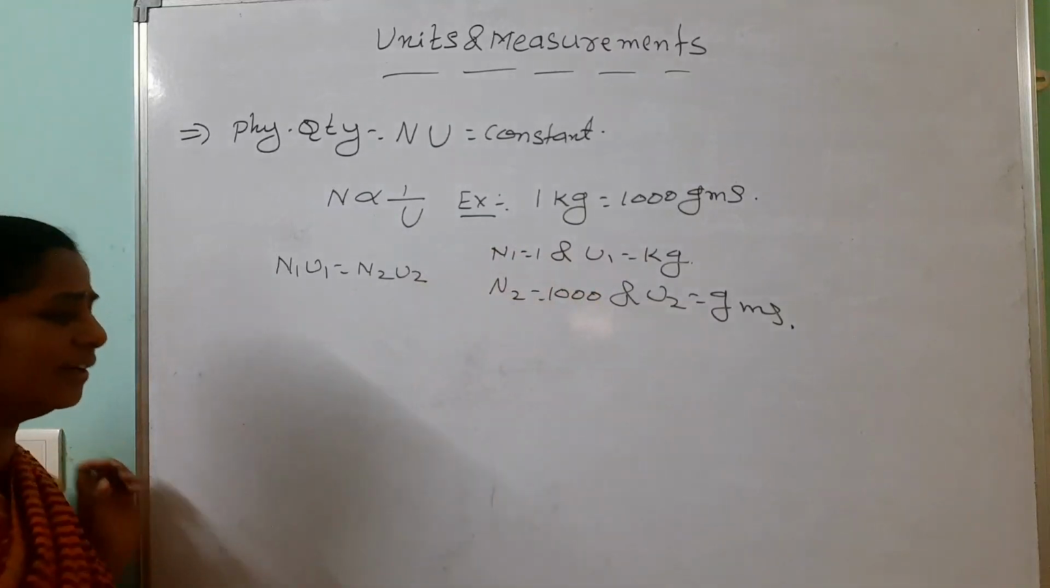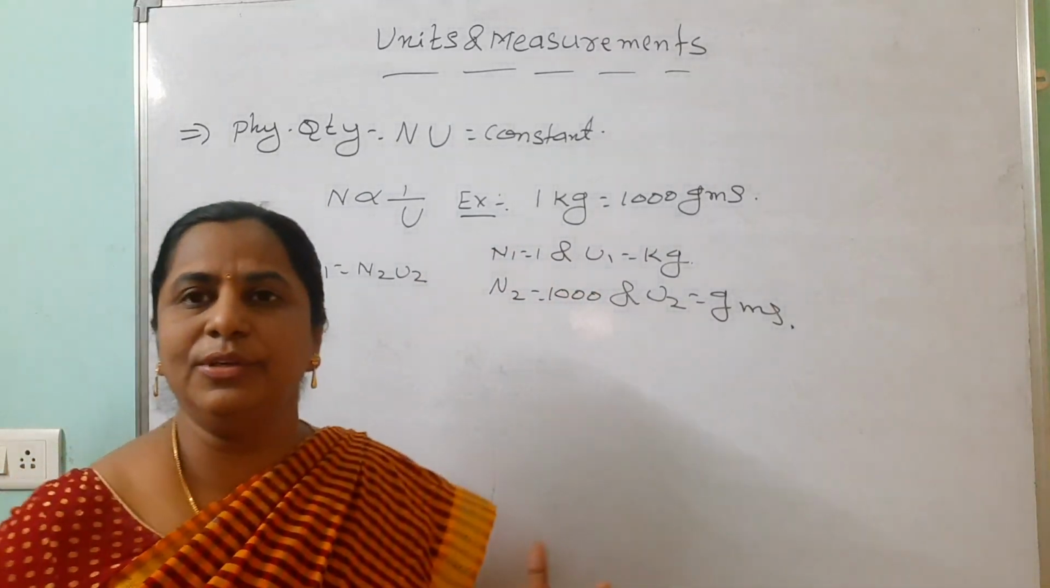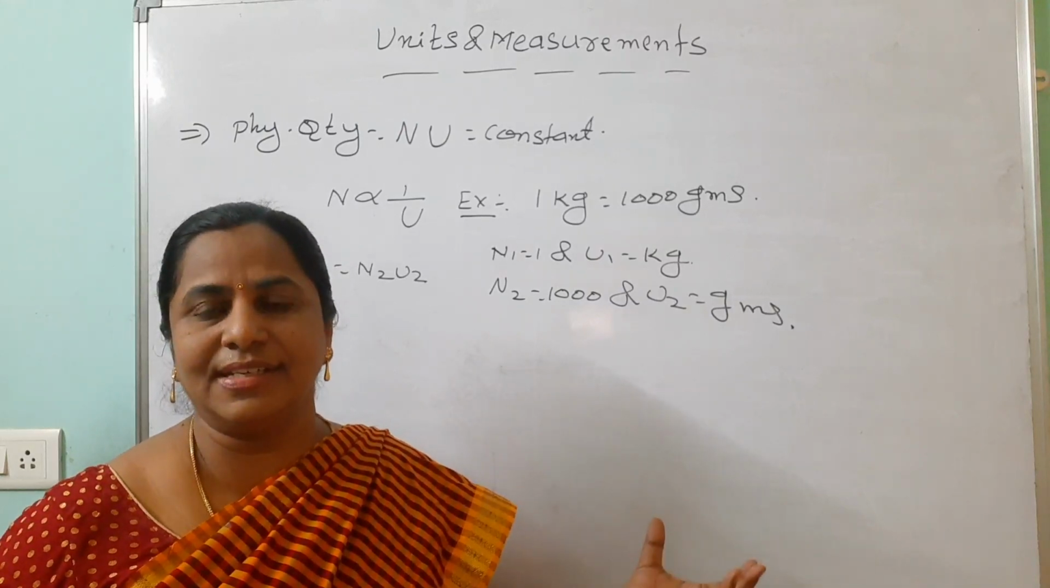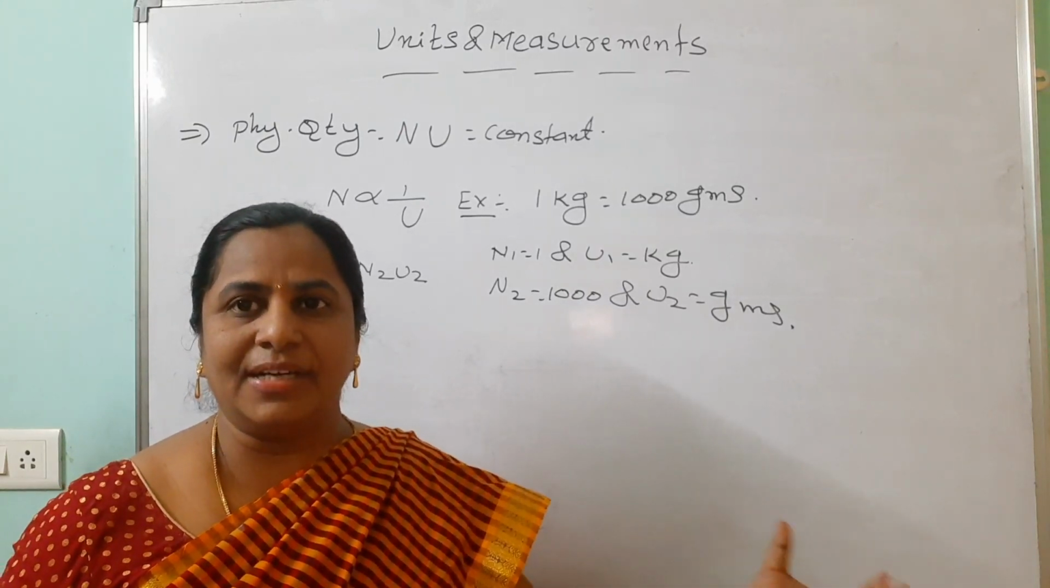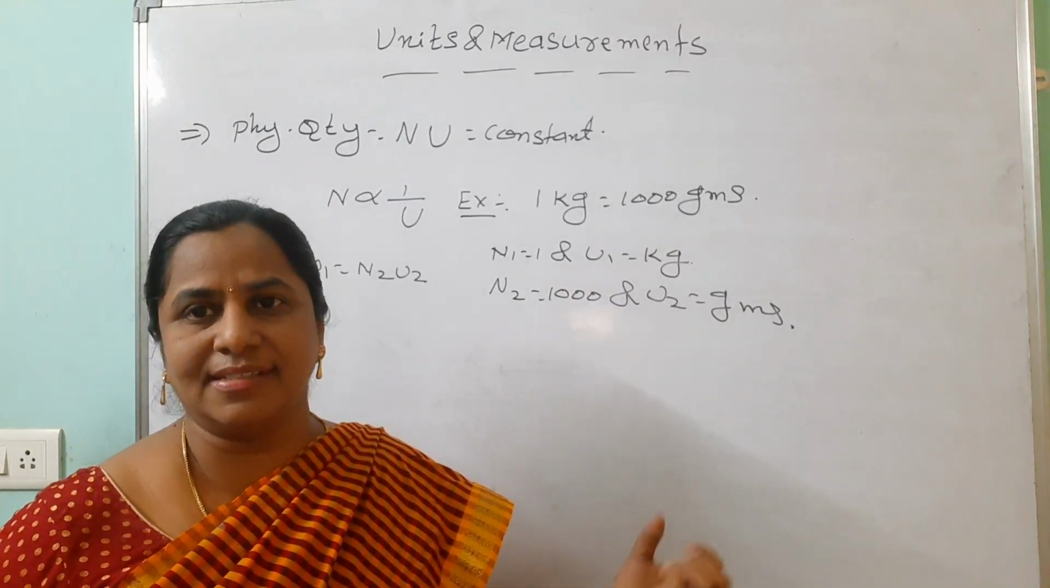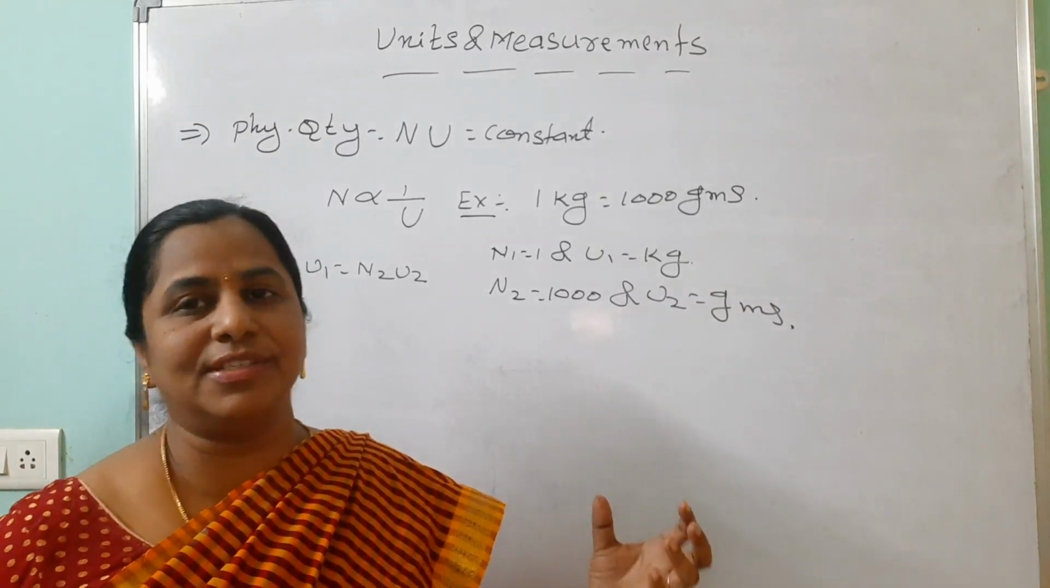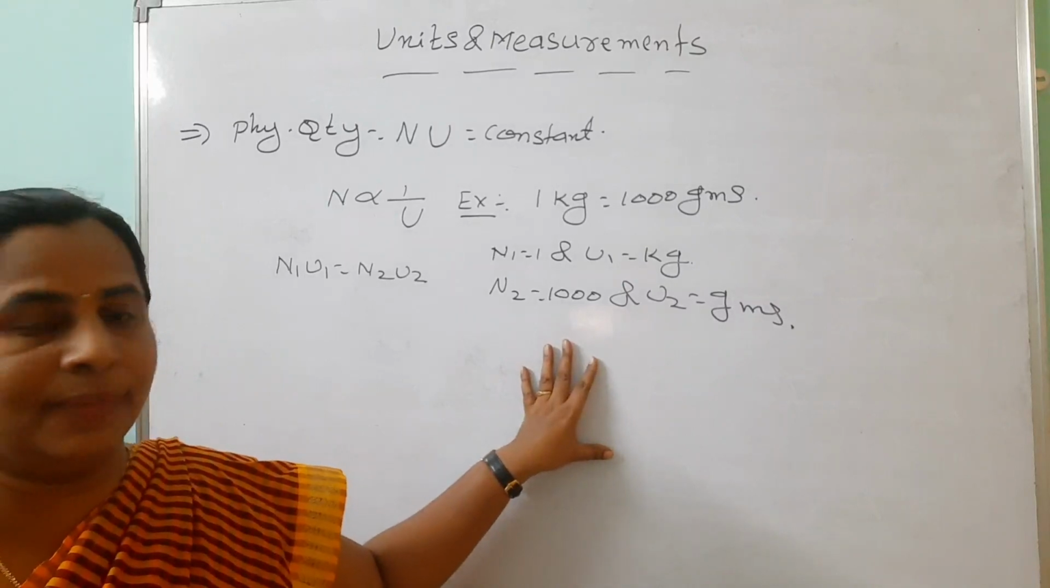Any physical quantity like force has units newton and dyne. Energy in the CGS system has ergs, and in the SI system it is joules. Like that, there are different physical quantities, and whatever the physical quantity, we can represent it this way.